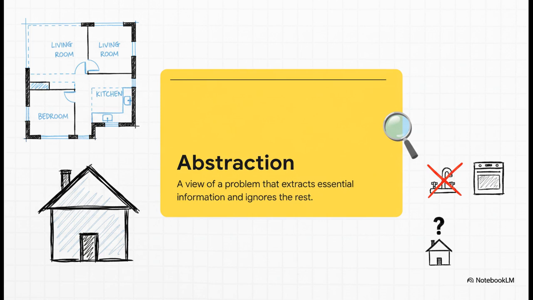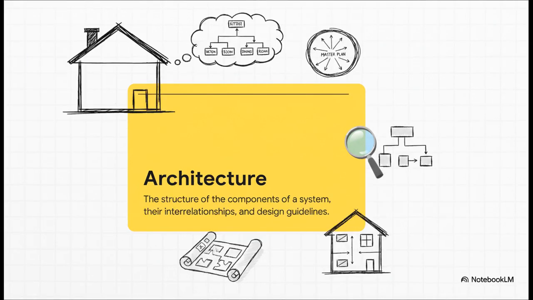The best way to think about it is like this. When you're designing that house blueprint, you first decide you need a kitchen. You don't start by picking out the exact model of the oven or the brand of the faucet. You just establish the need for a place to cook. That's abstraction. You're focusing on the what before you get totally lost in the how. And this leads us directly to architecture.